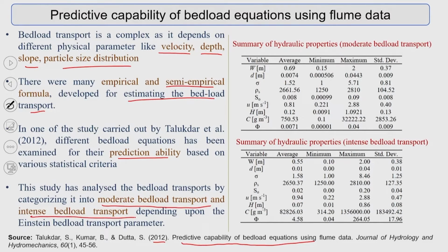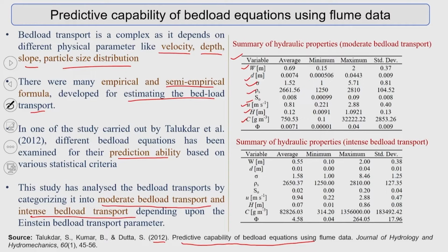We categorized into two groups, and if you look at the summary of the hydraulic properties, the flow width varies from 0.69 to 2 meters, and then the depth, the sediment concentrations, the bed load properties, velocities, and the Einstein constants.